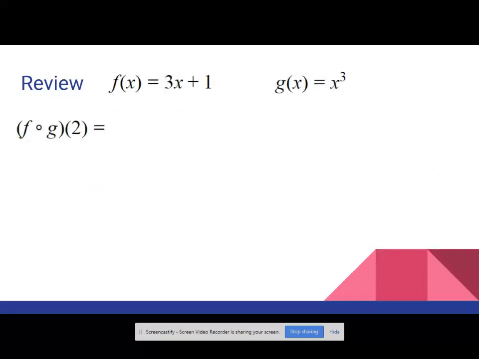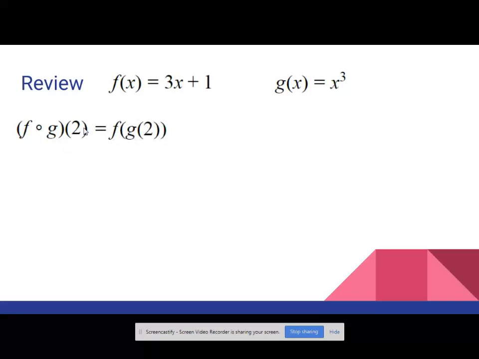For these compound functions, when you have one function within another function, this f of g idea, remember we take the function closest to the number first. So we look at this one first. We look at g of 2. So if g of x equals x cubed, we're going to do 2 cubed. So we're going to plug that number into this first function first.